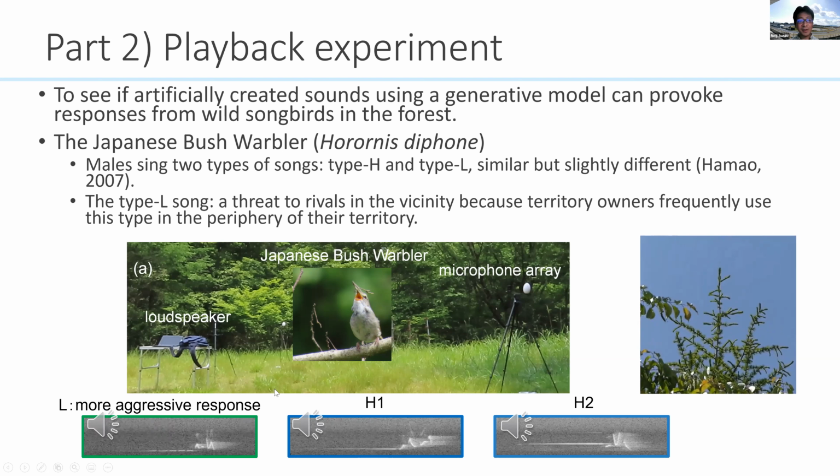This song is very popular among Japanese people. The interesting thing is that the type L song is a threat to rivals in the vicinity, because territory owners frequently use this type in the periphery of their territory. So this individual tended to sing when some intruder comes into his territory.